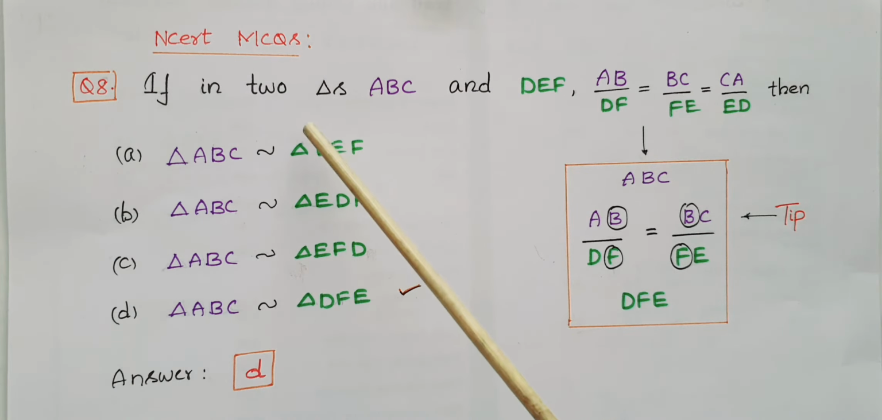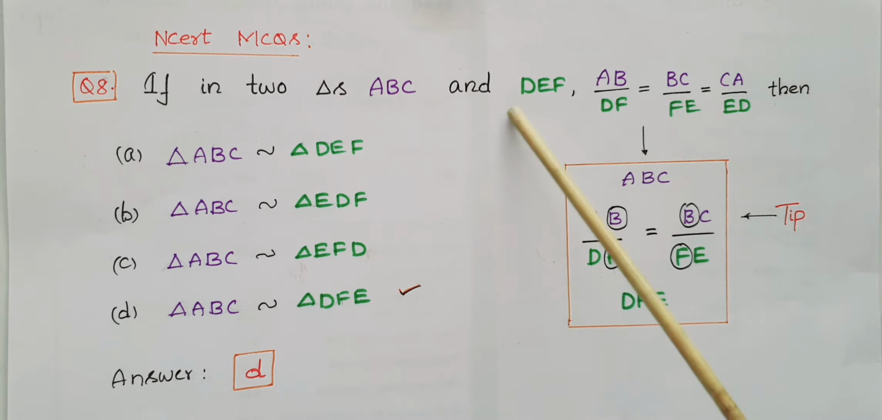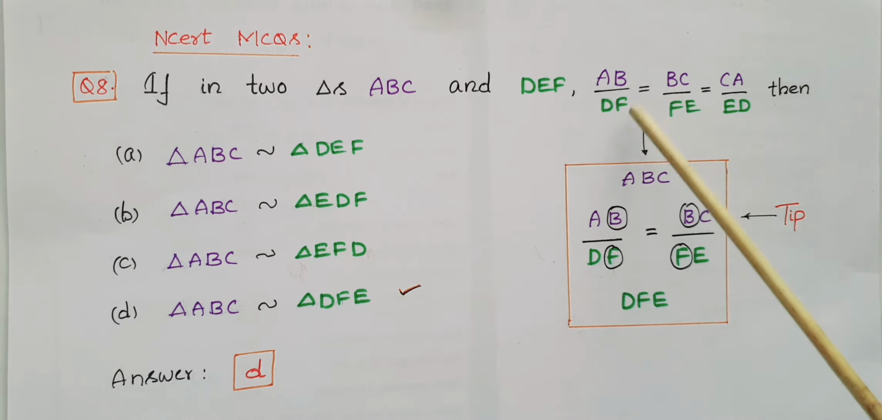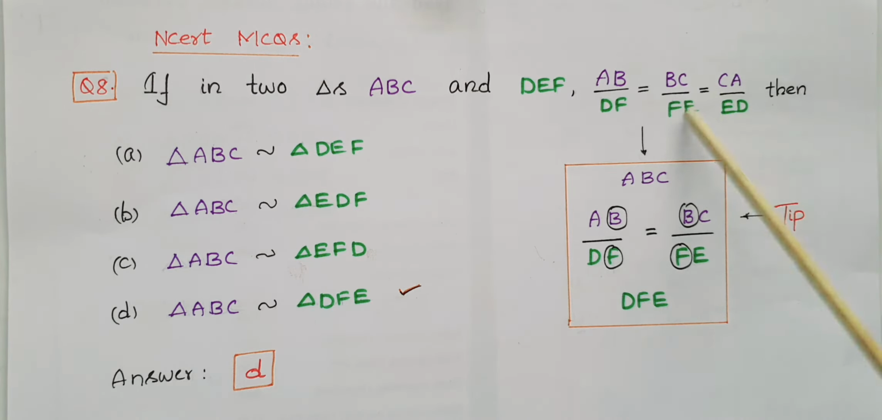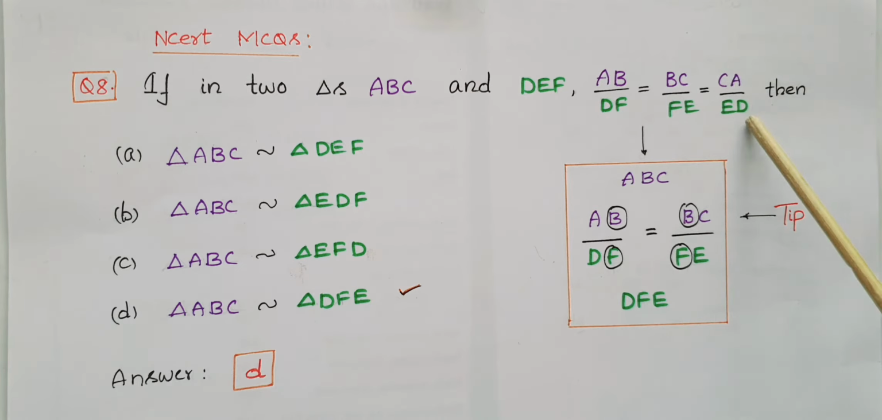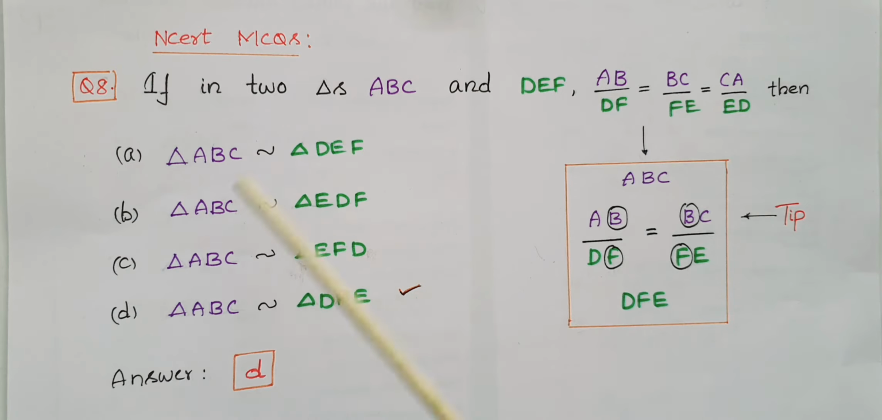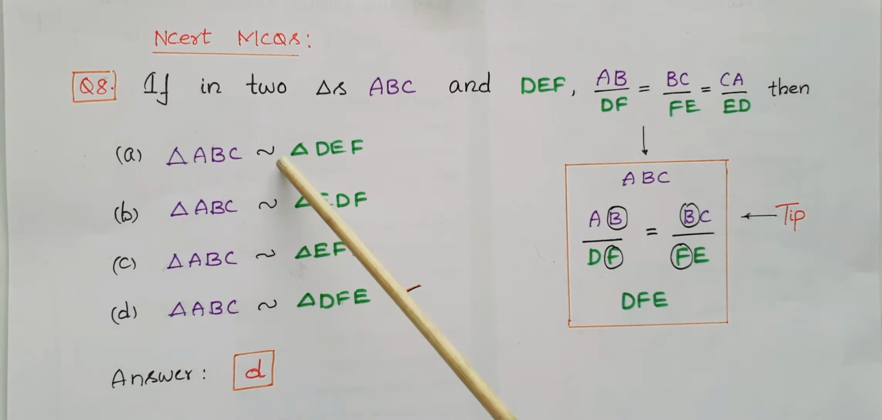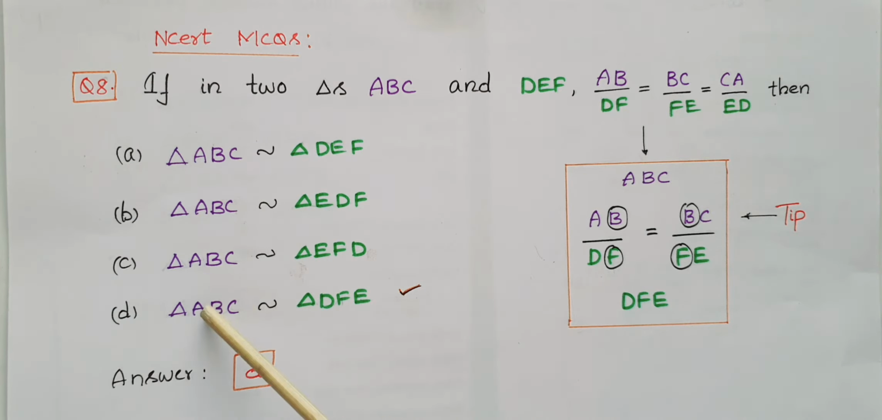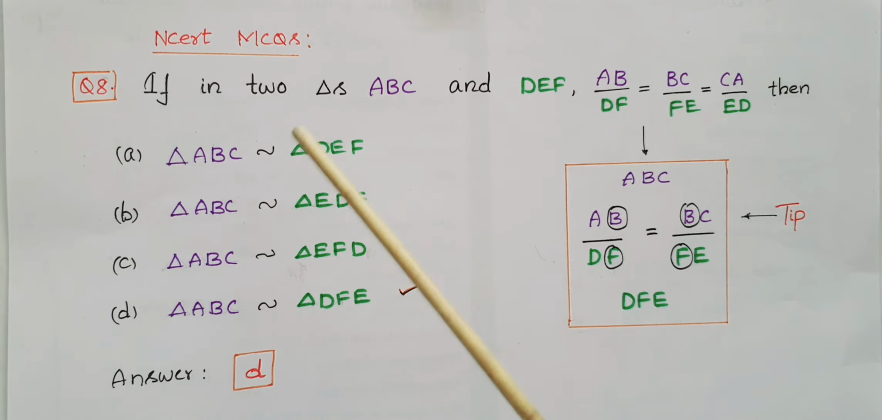So if in two triangles ABC and DEF, AB by DF is equal to BC by FE is equal to CA by ED, then we have to show which triangles are similar. There are 4 options. So from these 4 options we have to identify which triangles are similar.